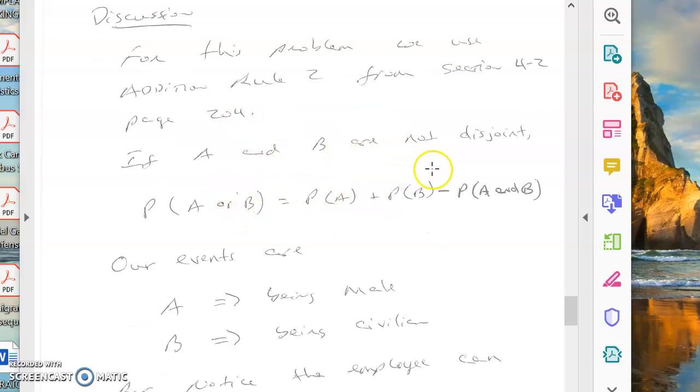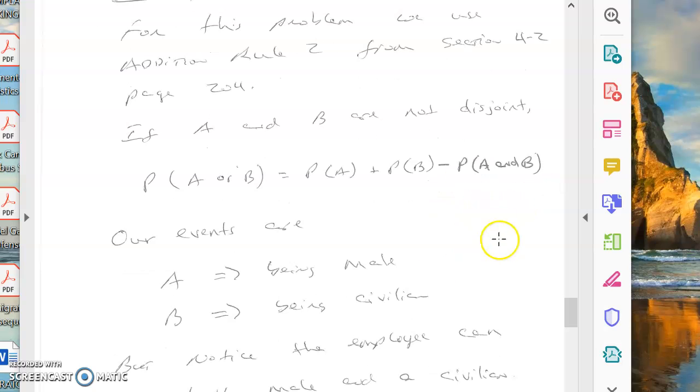If A and B are not disjoint, remember disjoint means they don't share anything, so if they're not disjoint, if there's some overlap, well, the probability of A or B is the probability of A plus the probability of B, and then you subtract the probability of both of them happening. So let's put it in context with our problem.